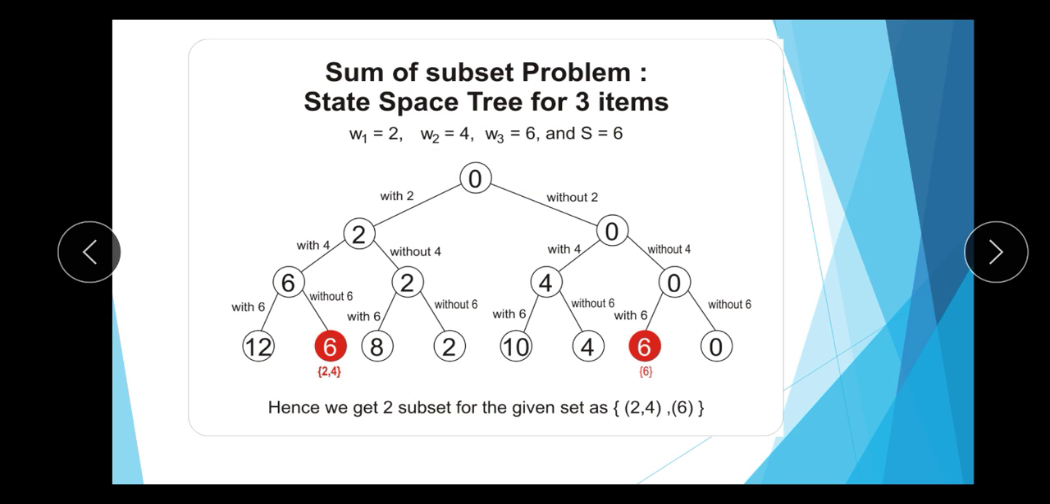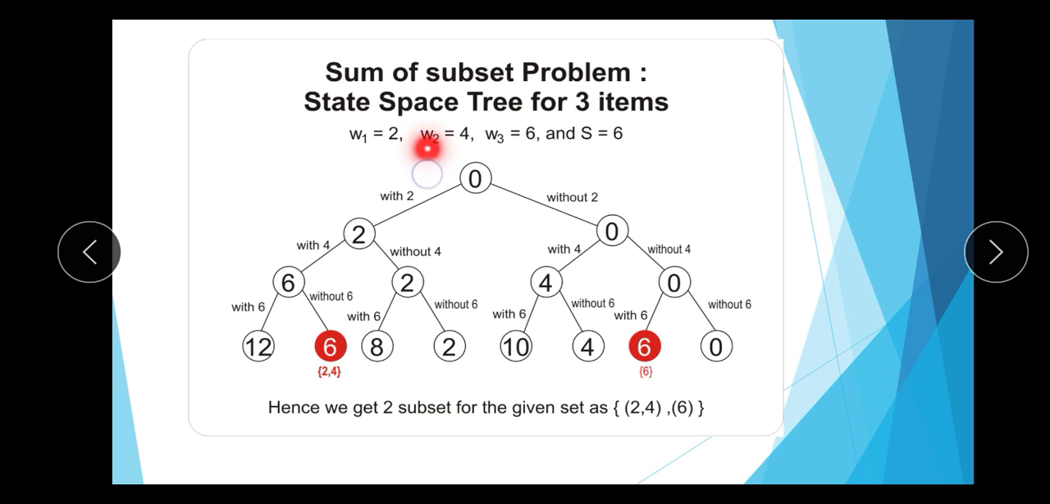We don't have any value chosen for the subset, so it becomes 0. There is no value for the subset. Now we start choosing with the 2. As we said about how to draw the subset state space tree, the left side means with the first element, and the right side branch means without the first element. That means from the root node we start putting elements one by one into our subset.